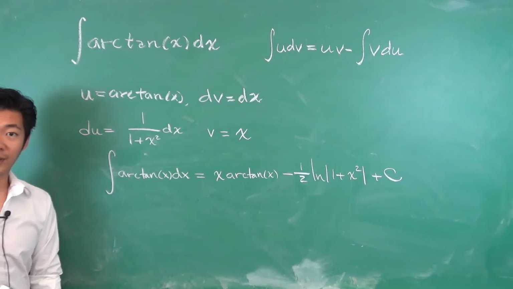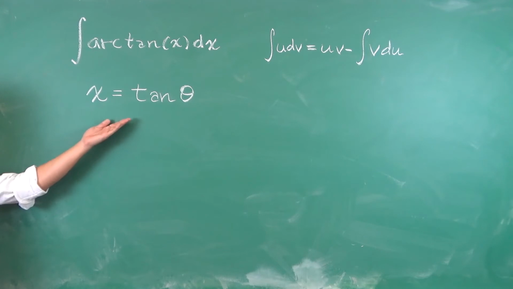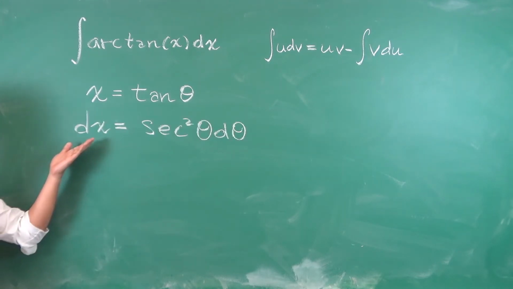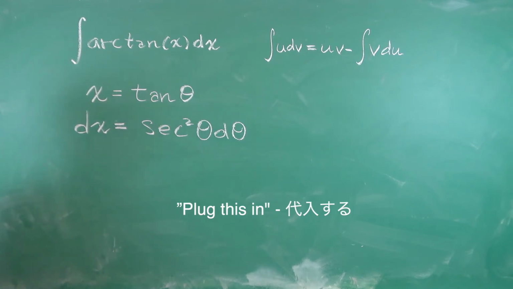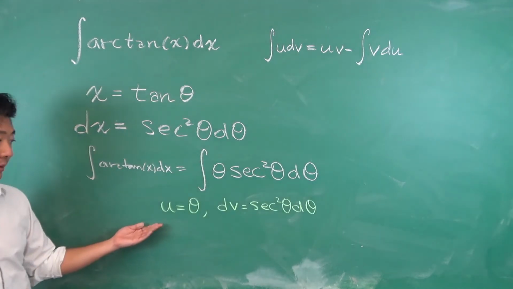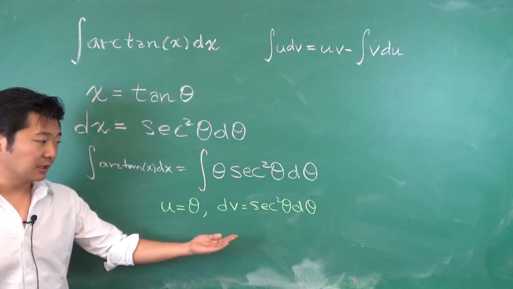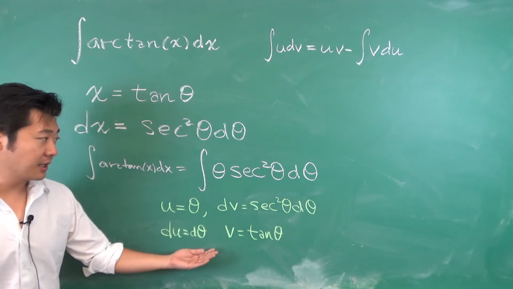Now let's do it another way. What we can do is do a trig substitution, letting x equal to tangent theta, so that dx will be secant squared theta d theta. So if we plug this into here, we'll have this integral, which we can integrate by parts, so that u equals theta, dv equals secant squared d theta, so that du equals d theta, and v equals tangent theta.